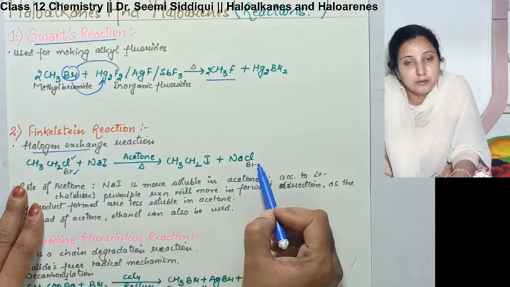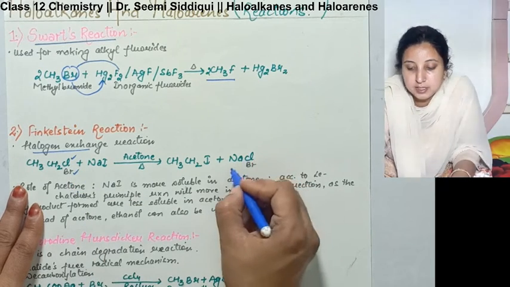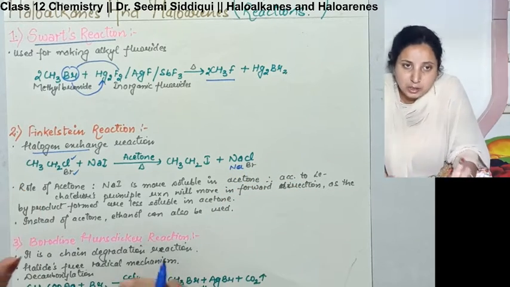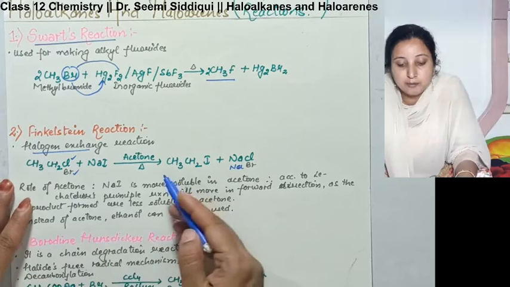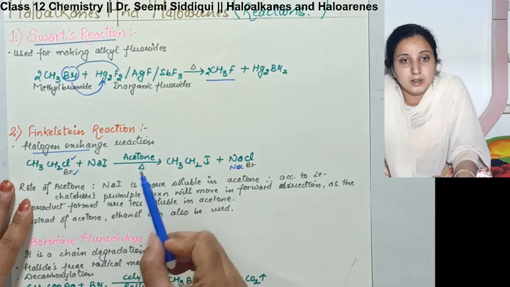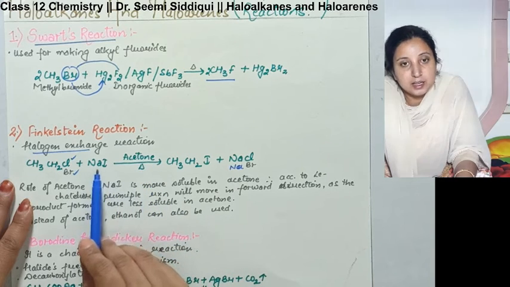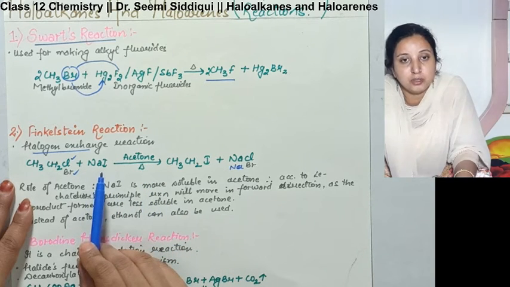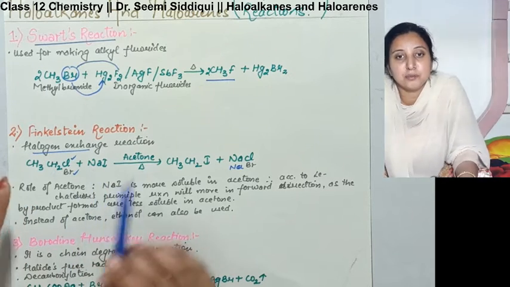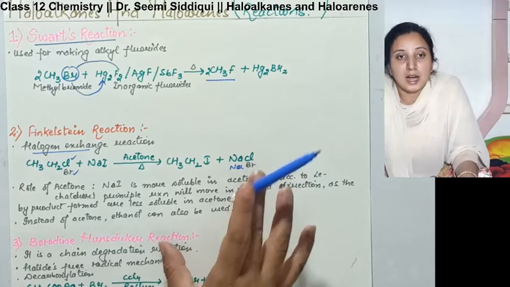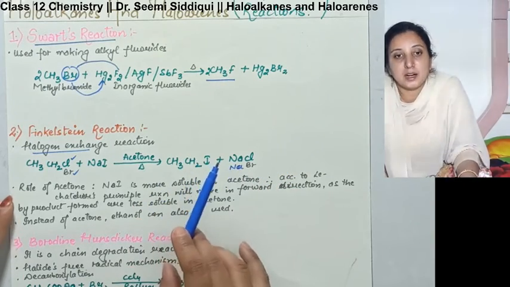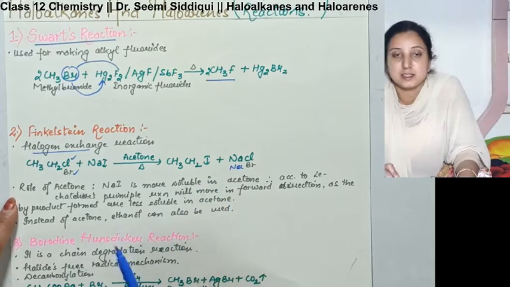If it is Cl, we will get NaCl. If it is Br, then we will get NaBr. Now the question comes over here, why do we use acetone over here? Acetone we use over here as NaI is more soluble in acetone. Therefore, according to Le Chatelier's principle, the reaction moves in the forward direction. And the product which is formed over here is less soluble in acetone.